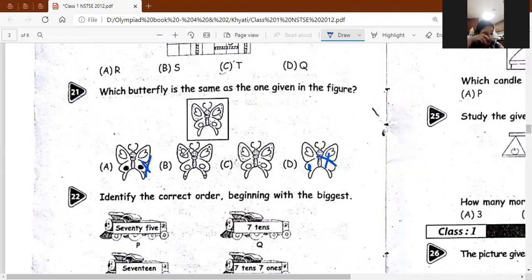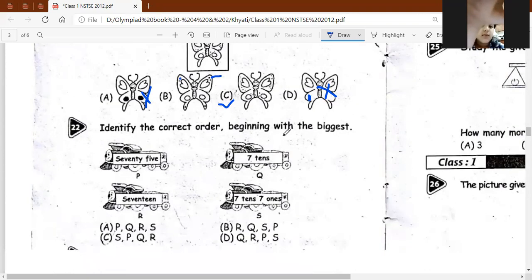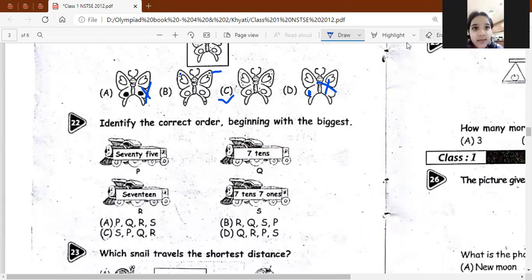Circle, this one is the right. So differences between both of them. This dot is the extra. This one have a no dot. So which one? B and C. C is the right option, because dot is the extra in this picture. Okay. So you have seen properly. Question number 22. Identify the correct order beginning with the biggest.